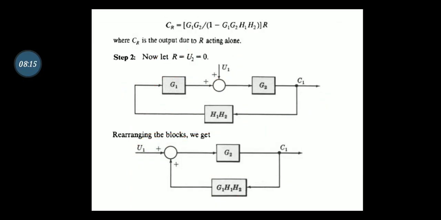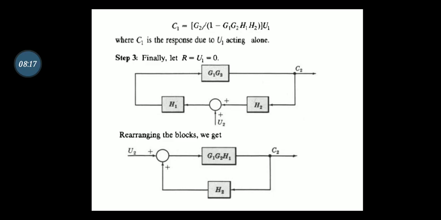So this output response can be represented like this, that is C1 equals G2 divided by 1 minus G1 G2 H1 H2 into E1.